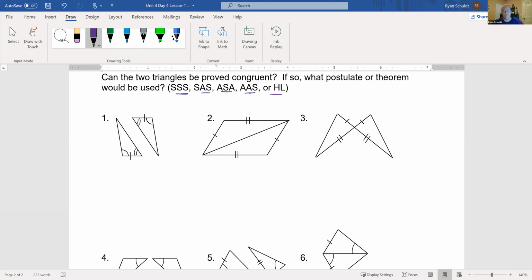Let's see, what's going on here? We have angle, side, angle. Do I have one that does that? That goes exactly in that order. Angle, side, angle. Yep, right there in the middle. So we say they are congruent by angle, side, angle. That's it.